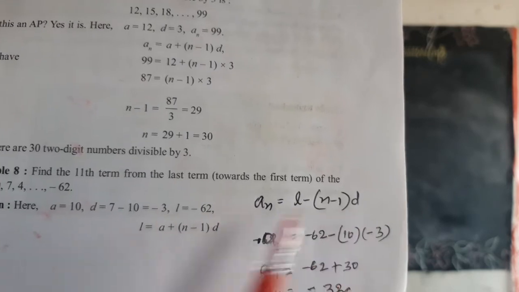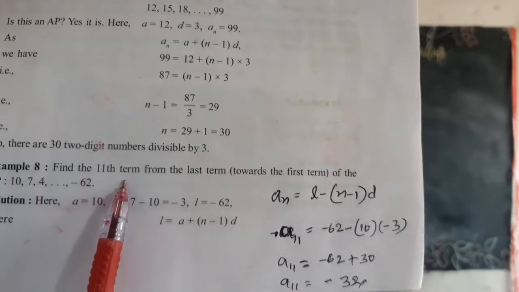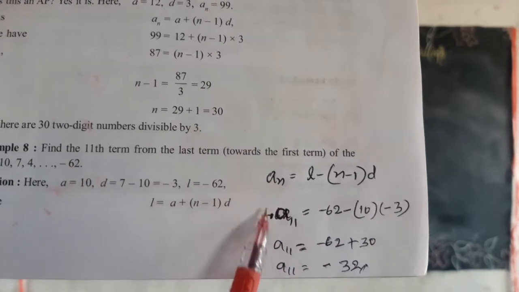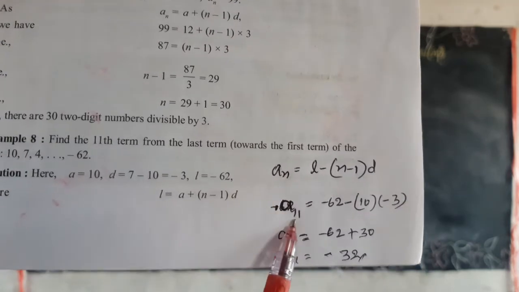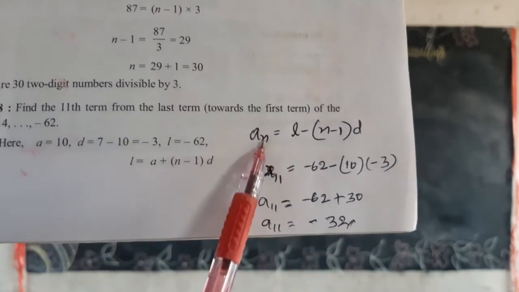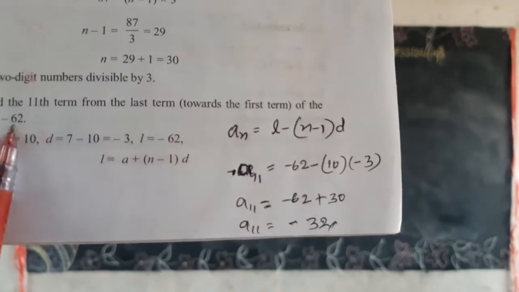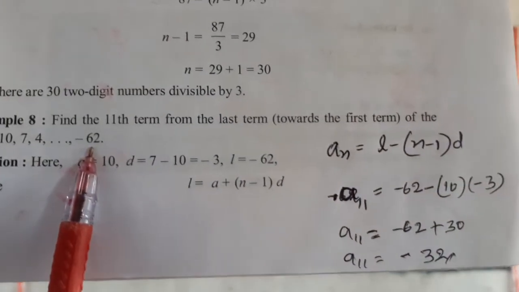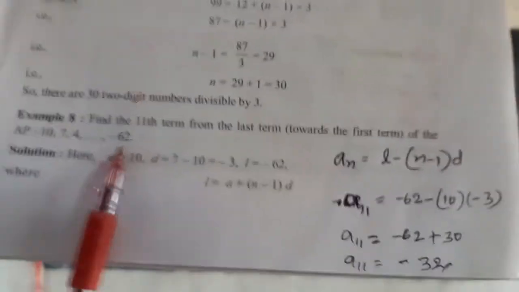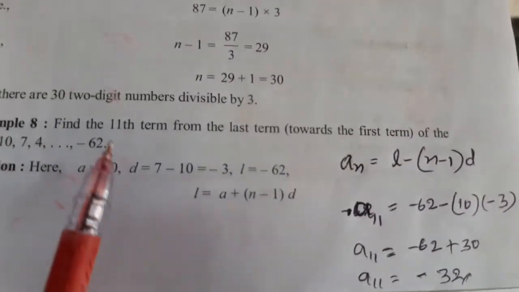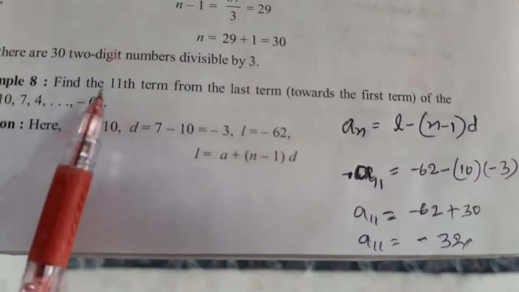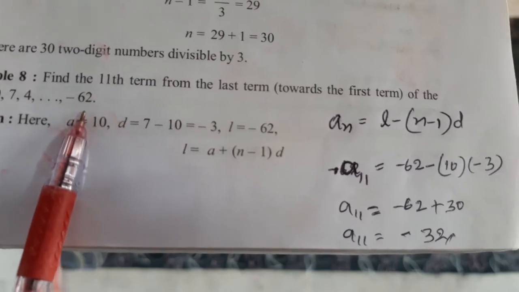So here, find the 11th term means we should write a as it is. In place of n we have to take 11. Last term, they have given as the last term, how much? Minus 62 is the last term. Understand children? Minus 62 is the last term.